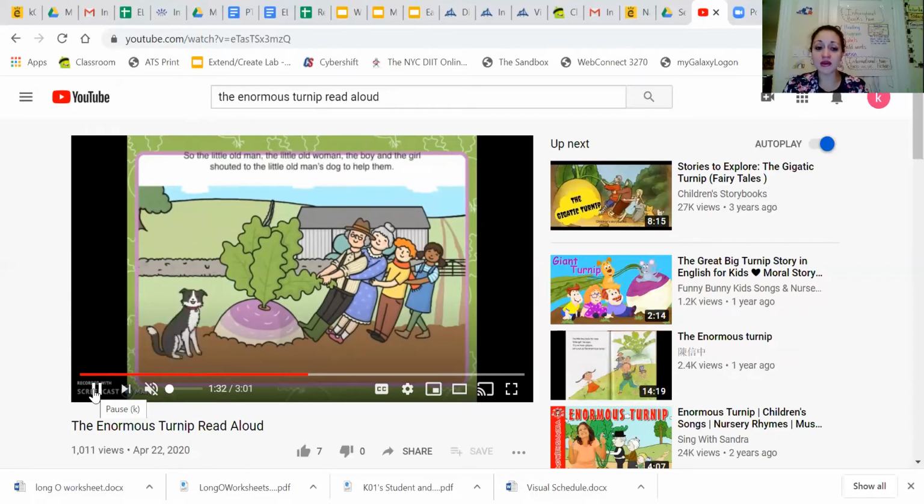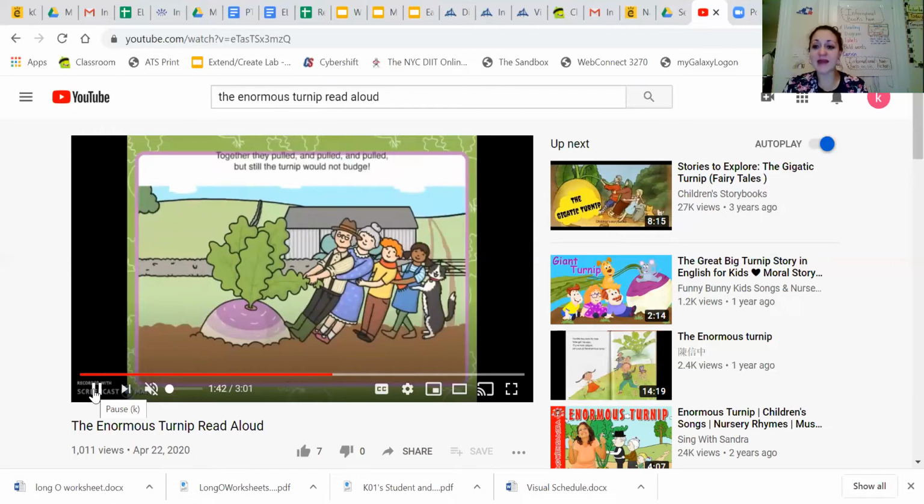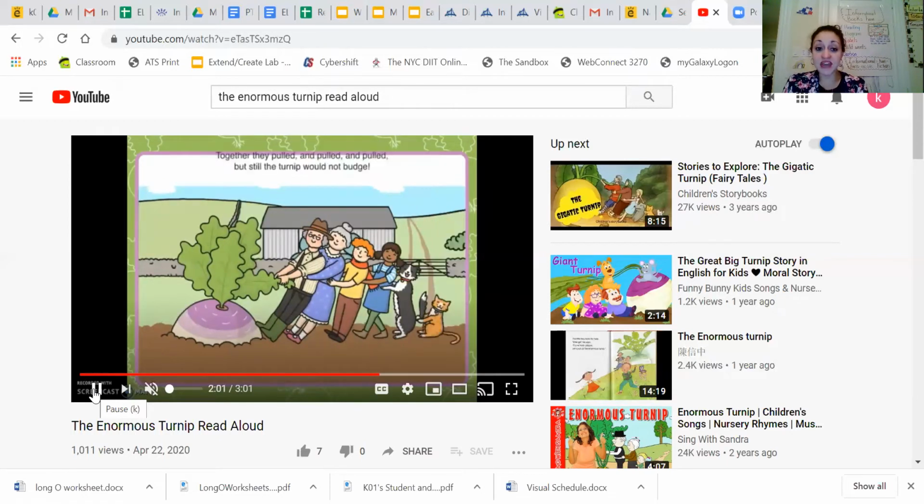So the little old man, the little old woman, the boy, and the girl shouted to the little old man's dog to help them. Together they pulled and pulled and pulled, but still the turnip would not budge. So the little old man, the little old woman, the boy, the girl, and the dog called the little old woman's cat to help. Together they pulled and pulled and pulled, but still the turnip would not budge.